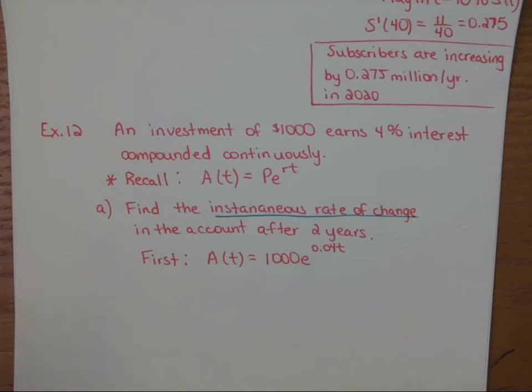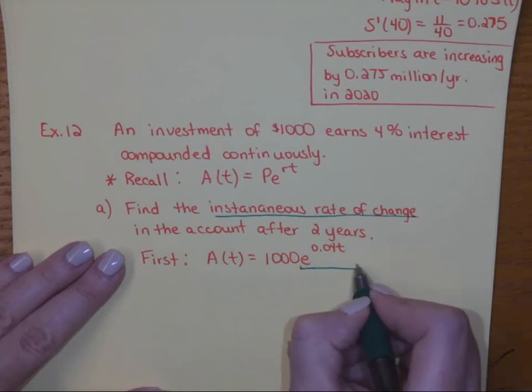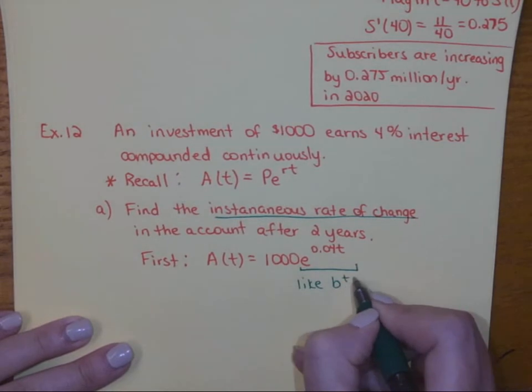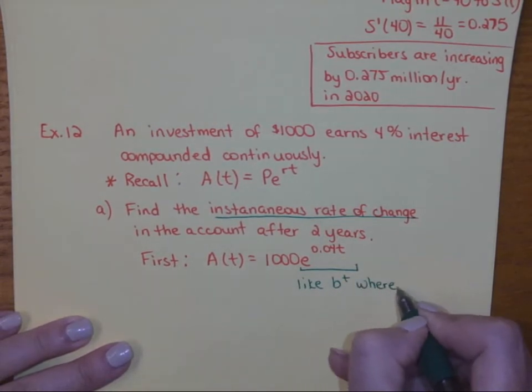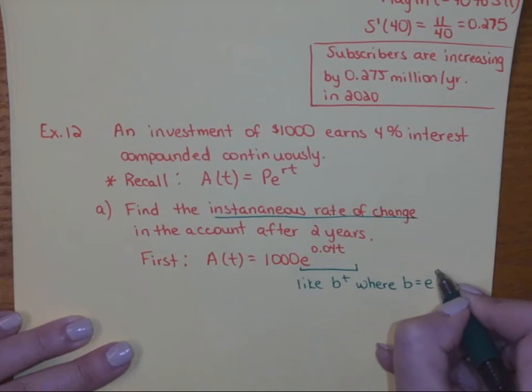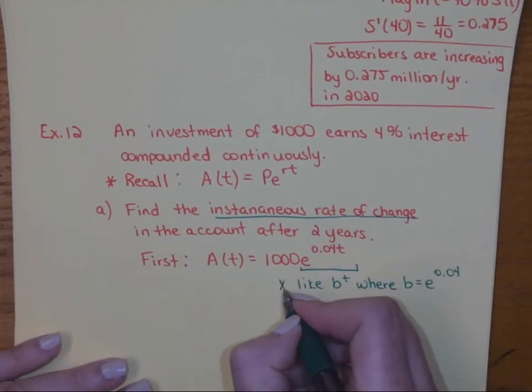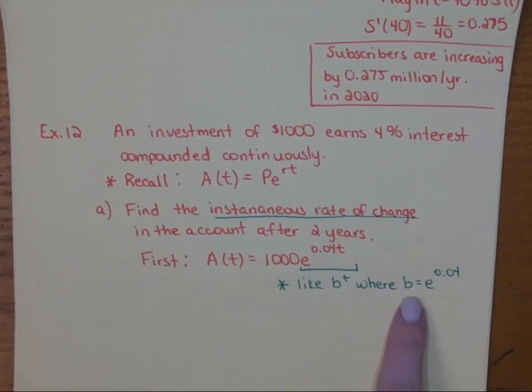So a little confusing. I'm doing this one because it's like one of the ones from your homework. This right here is a little strange looking. This is just like b to the t, but b is going to equal e to the 0.04 power. In other words, this is like e to the 0.04 power and then to the t power, because all we do is multiply those exponents anyway. And it's important that you know this so that we can do the derivative. Okay, we only have a derivative formula for b to some power.